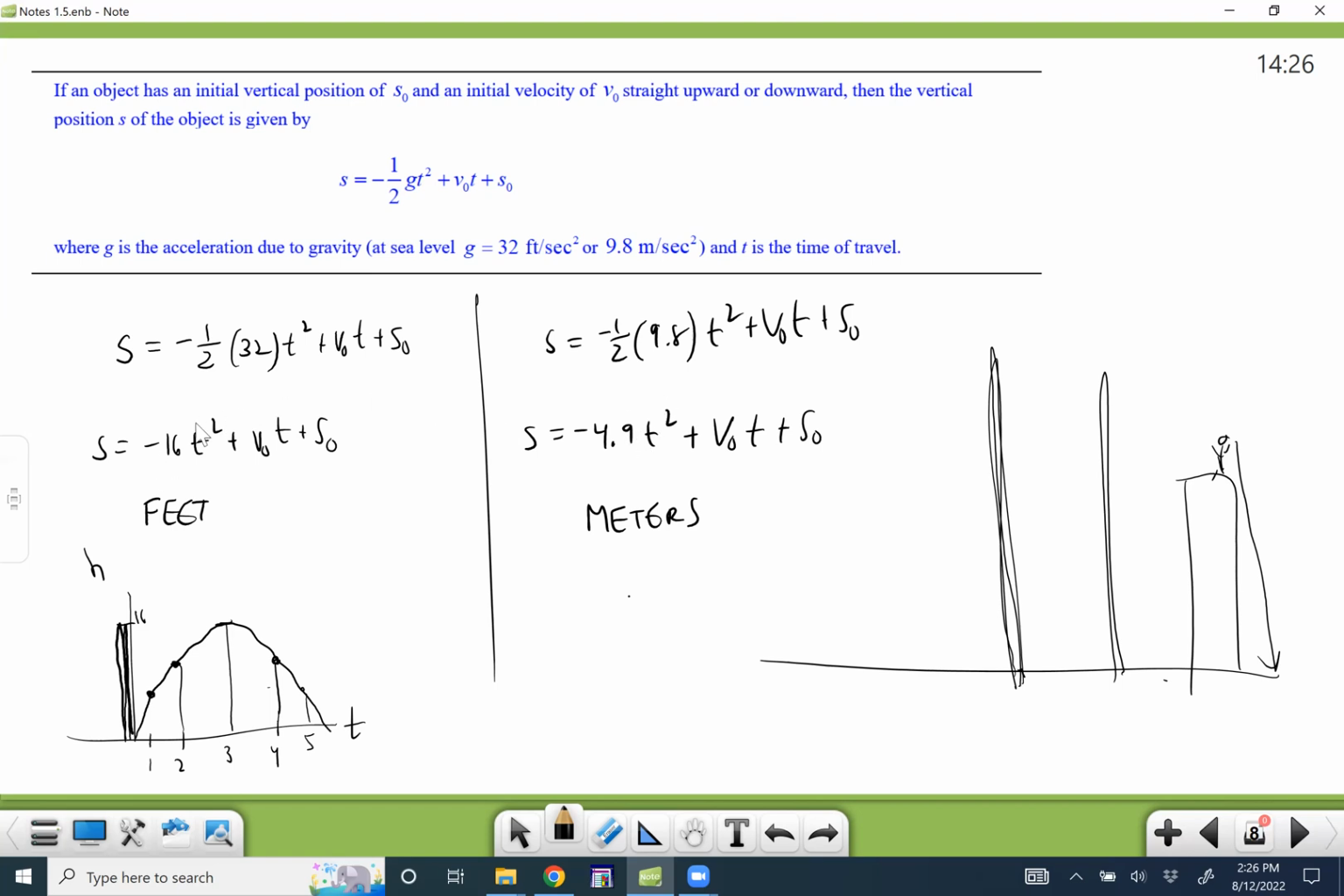Some of you might remember from a high school class that anytime it's x squared, it's always a parabola. So the graphs of these will always be parabolas.